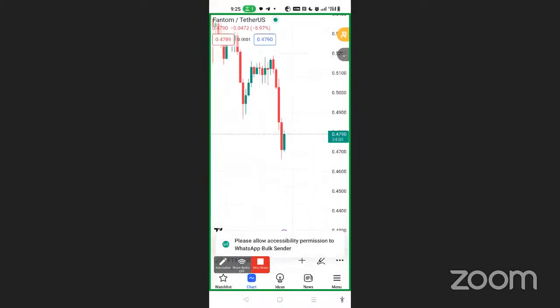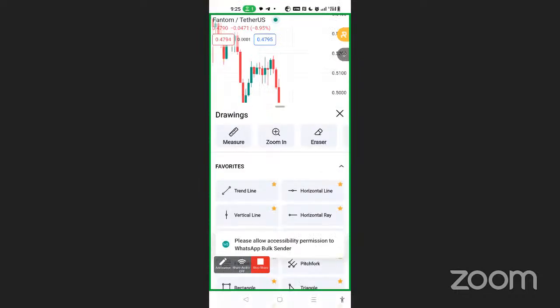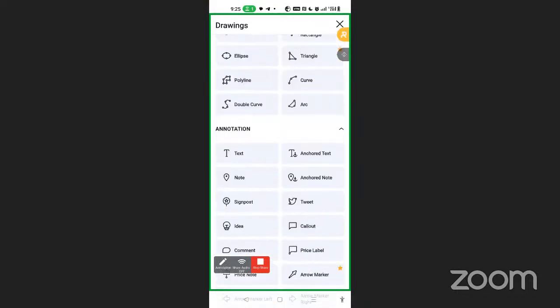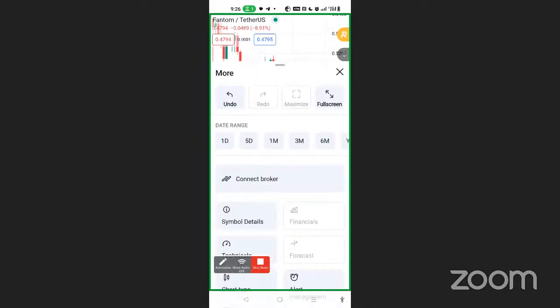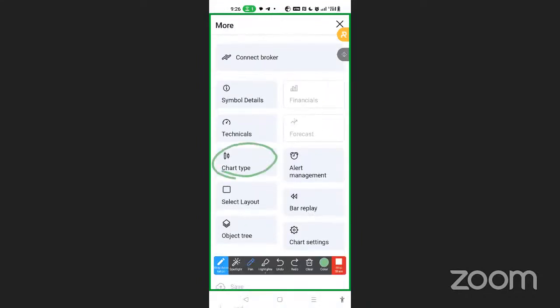When we tap on these three dots, we come to an area we call chart type. In the chart type area, we are able to look at different candles. These different candles help us decide how we can trade. So let me choose this.